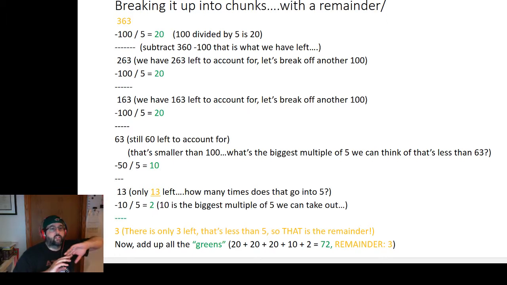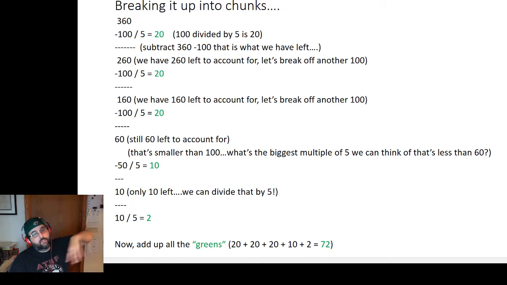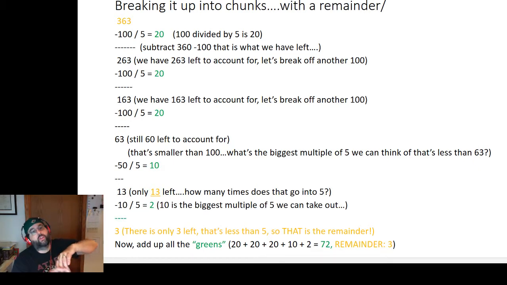So instead of dividing 360 by 5, we're going to take 363 divided by 5. Okay? Same principle applies. We're still dividing by 5. 100 is still the biggest number I can think of that's divisible by 5. So we're going to say 363 minus 100. That's 263. And then in our other column, we're going to say, well, 100 divided by 5 is 20. So that's part of the answer.